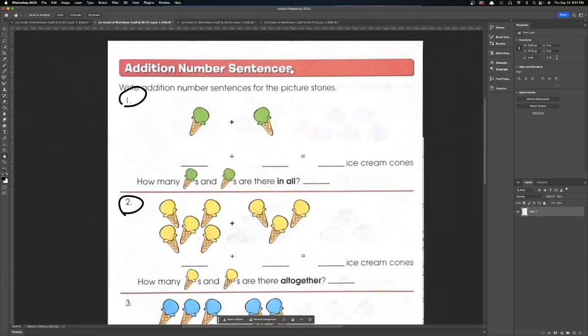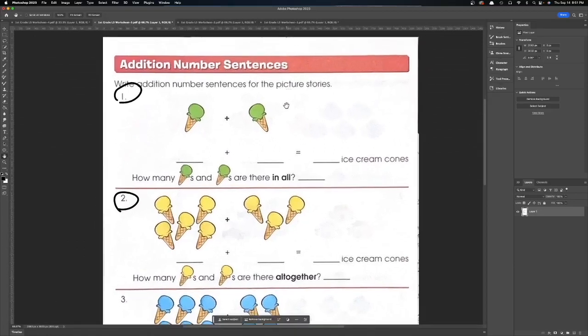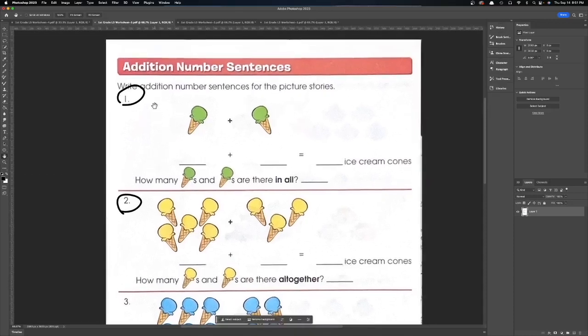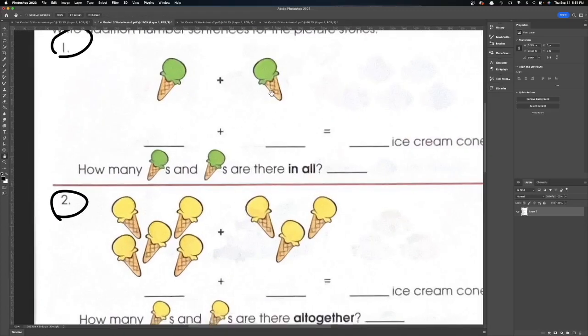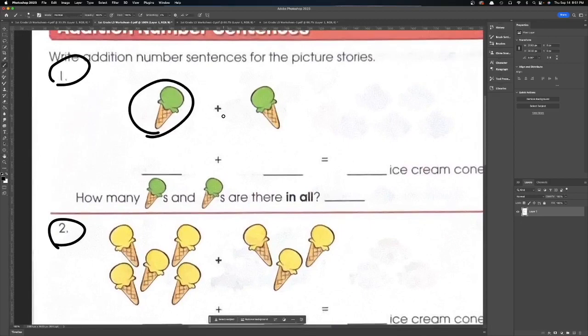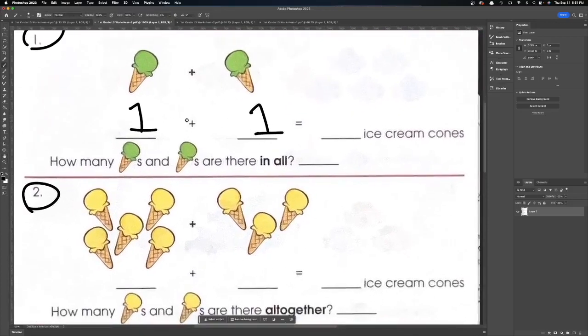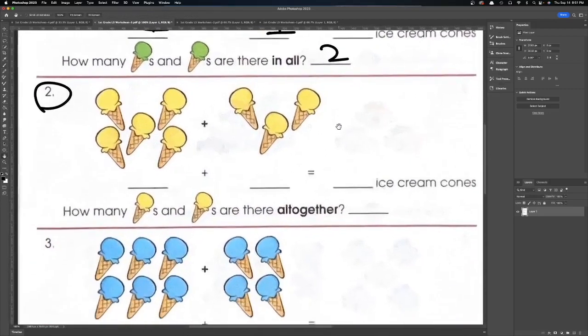Now let's go on to the third page, which is addition number sentences, like in the last lesson. It says write addition number sentences for the picture stories. We've done this before, so you should be pretty experienced with this. We've got one ice cream here and another ice cream here. So we can represent this with the number 1, and this with also the number 1. With some quick mental math, 1 plus 1 is equal to 2. And so there are 2 ice creams in all.